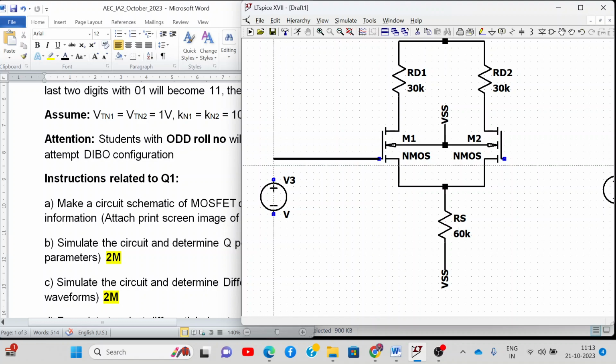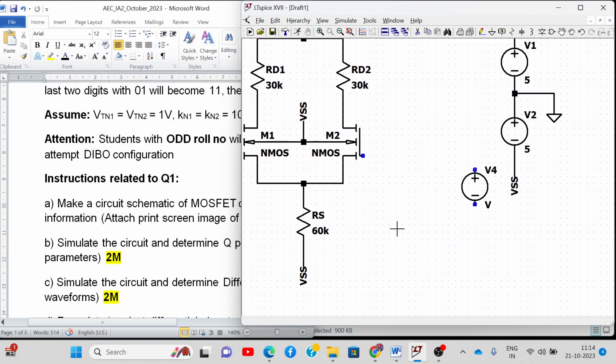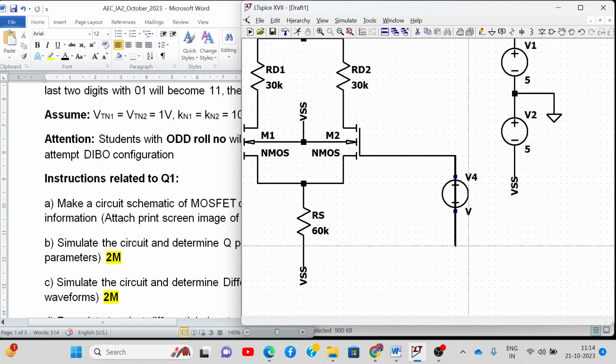Now I'll make the connections. This is my gate terminal. I have to connect it to ground, so I'll connect it to ground. Here also I'll do the same. Let me just push it over here. And you have to make the circuit very clean. Don't make it crumbled. It should be clearly visible what you have done. All right, so this is my ground.